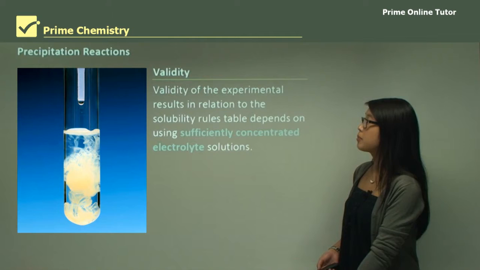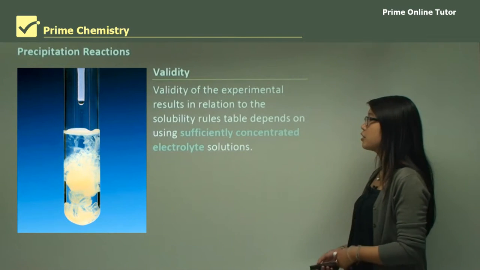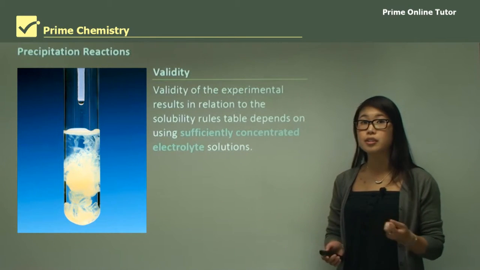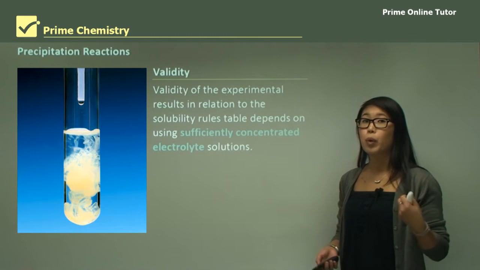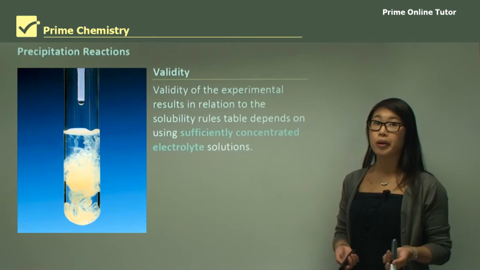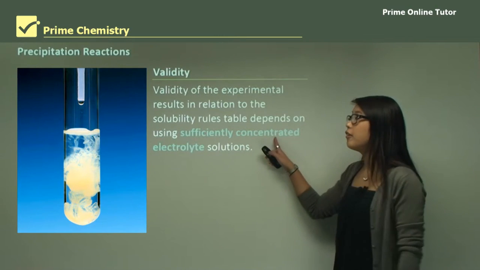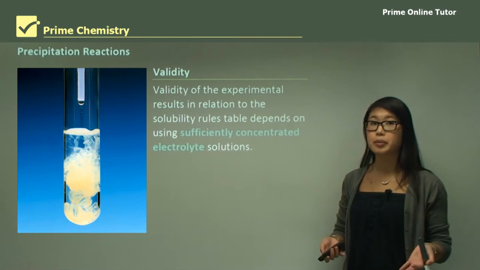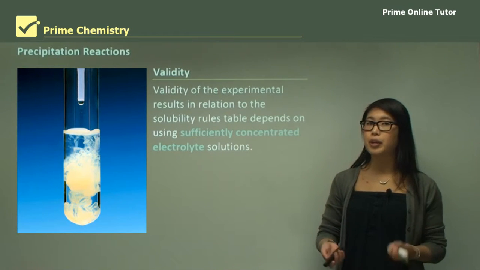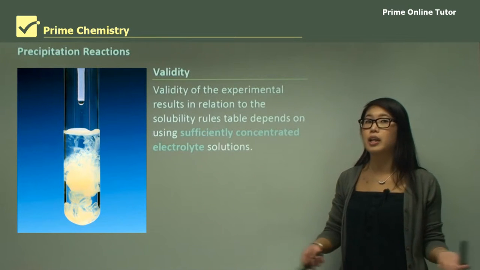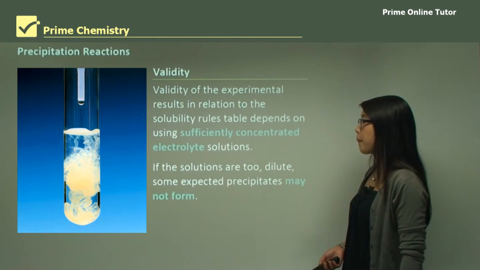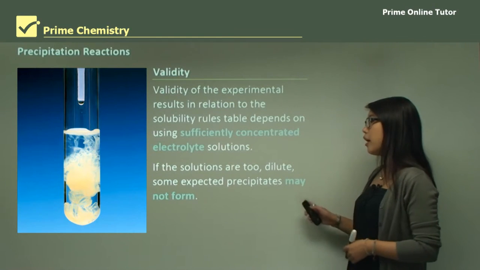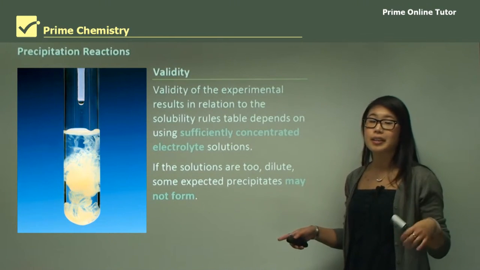The validity of the experimental results in relation to solubility rules really depends on having sufficiently concentrated electrolyte solutions. That's why we made up 1 molar solutions, not say 0.1 or less. We need enough of the electrolytes in there to actually form a precipitate. If we don't have enough, it will just look like no precipitate has formed. If the solutions are too dilute, they might not form, or we just can't see it because there's too little of it.